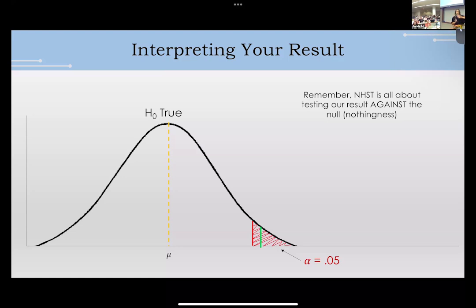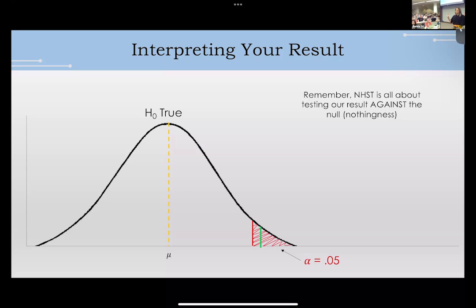I have just made a decision to reject this. That's why we never say the alternative is true. The alternative is accepted. We just say reject the null. Right? That's literally, if we reject the null, that is your only option. If we retain the null, you can say fail to reject the null.